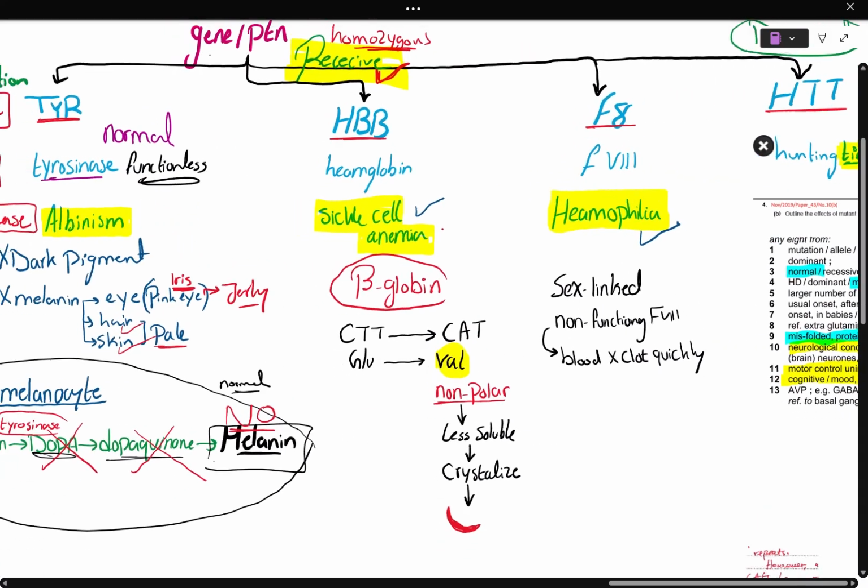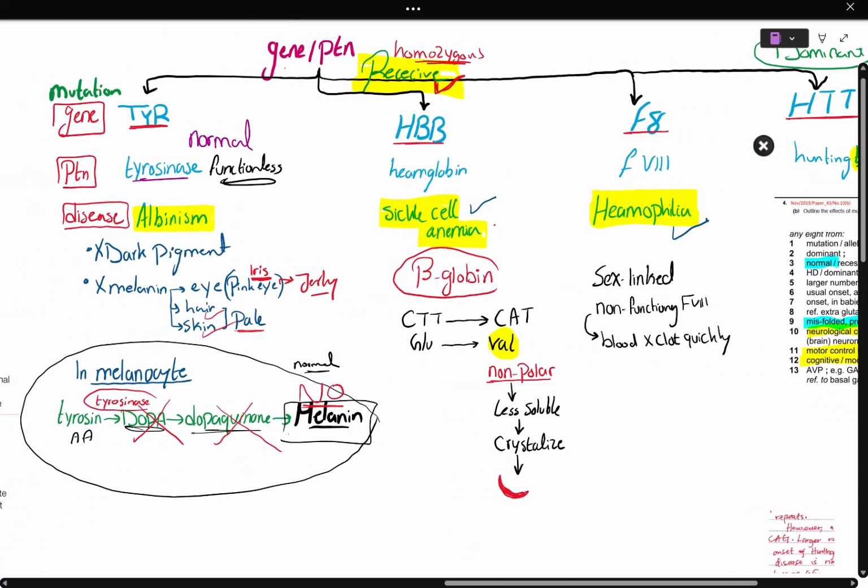Then the second disease, we have sickle cell anemia. Again, we should know what the normal gene is. The normal gene is the HBB gene, that codes for normal hemoglobin.